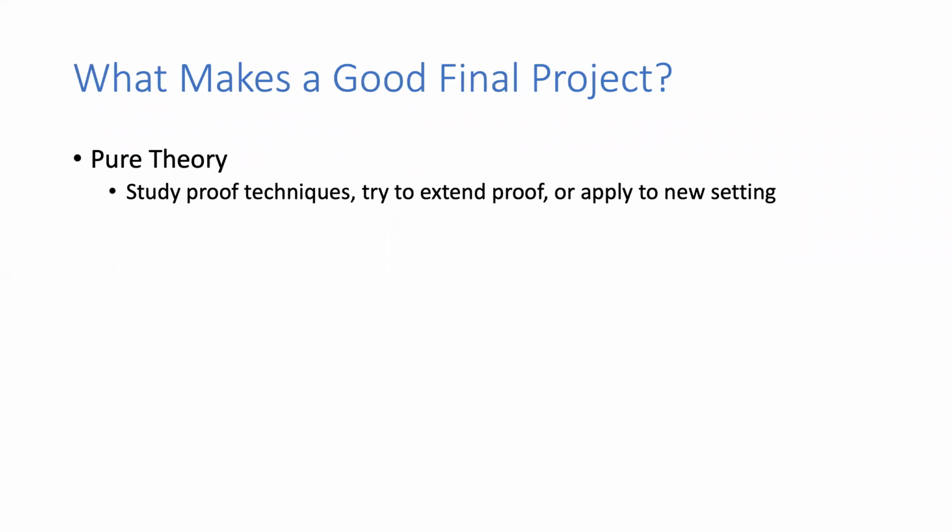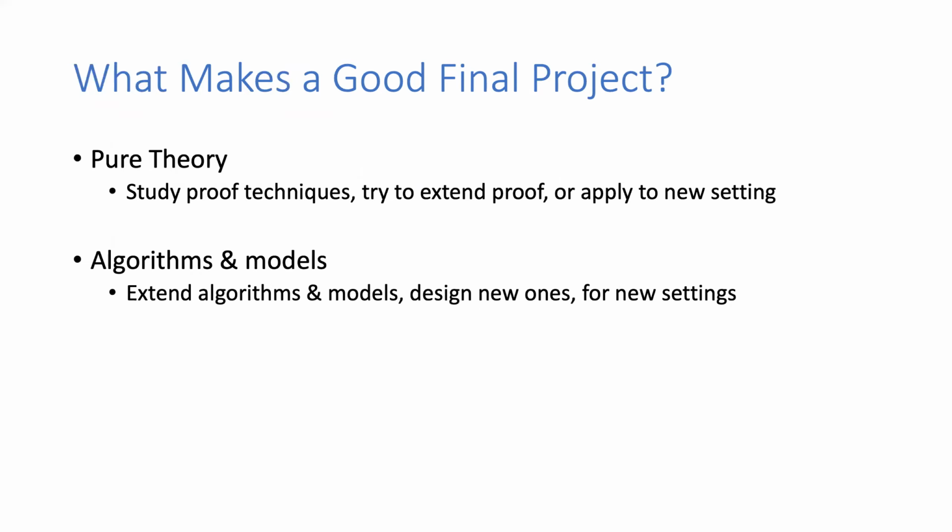What makes a good final project? There's sort of three categories. The first is pure theory. So study proof techniques, try to extend a proof applied to a new setting. The second is algorithms and models. Extend an existing algorithm or model or design a new one for a new setting.